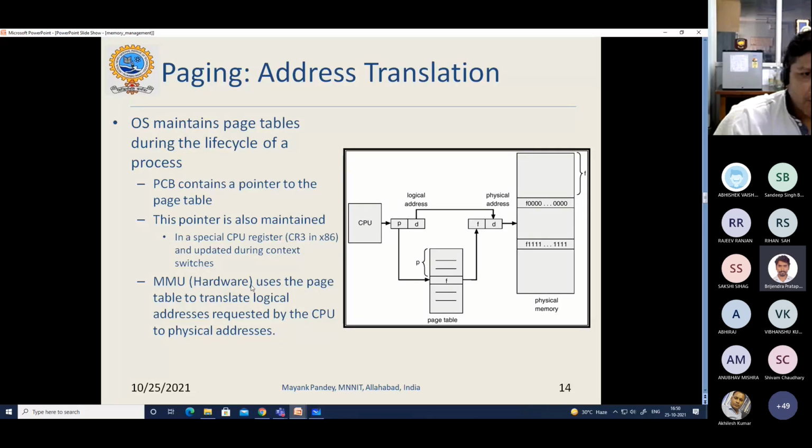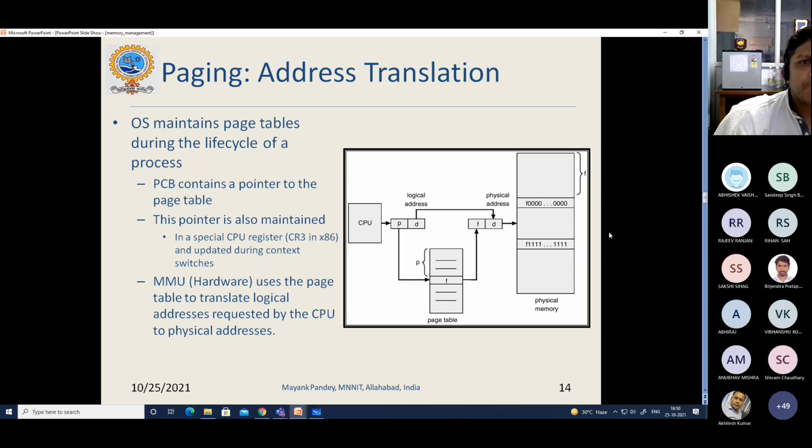And then the memory management unit hardware uses this page table to translate the logical address requested by the CPU to a physical address. The CPU generates a logical address. This D is the page size. Using the page number, index into the page table, get the frame number or base address of the frame, add D to this, and you get the physical address. This is how translation from logical address to physical address is done using paging.